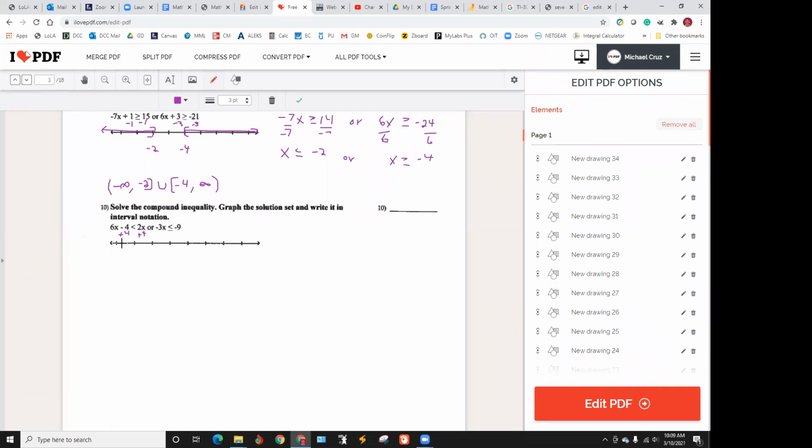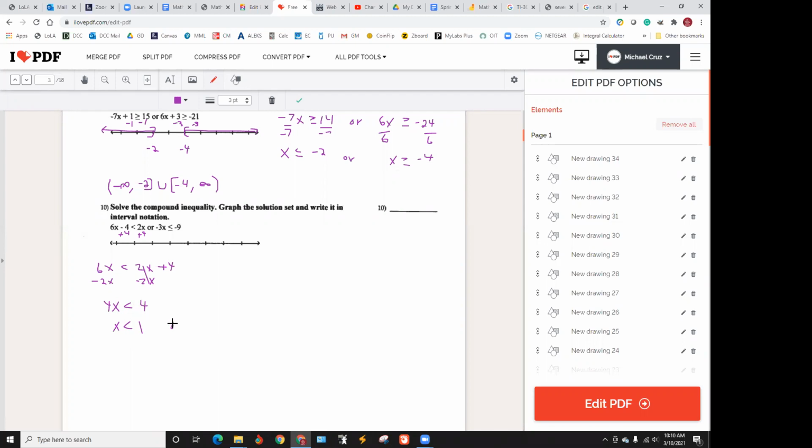So on this one, well, yeah, that one's going to turn around. 6x is less than 2x plus 4. So this is going to be 4x is less than 4. X is less than 1, because we're dividing both sides by 4.